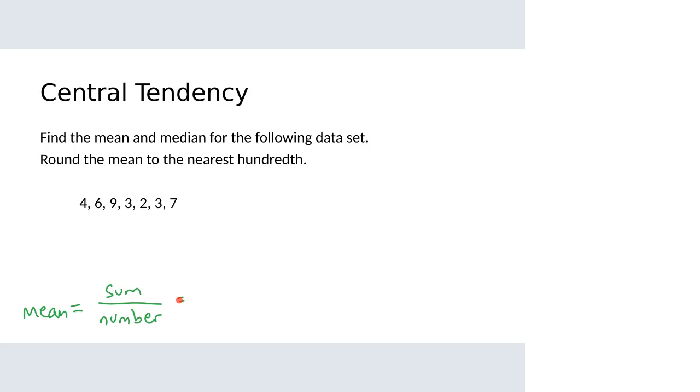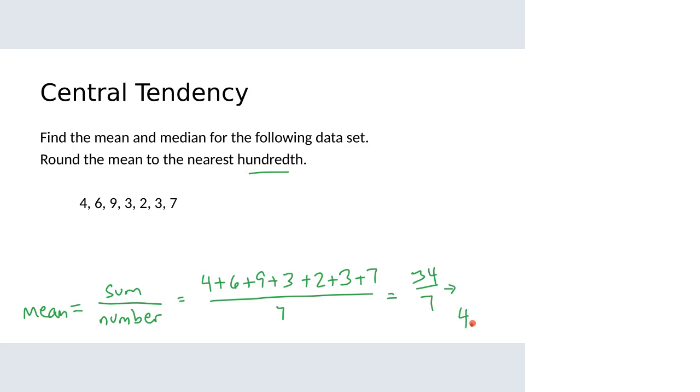So here our sum is going to be 4 plus 6 plus 9 plus 3 plus 2 plus 3 plus 7. And we're going to divide by however many data points there are. Looks like 1, 2, 3, 4, 5, 6, 7. So we'll add that up. 4 plus 6 plus 9 plus 3 plus 2 plus 3 plus 7 is 34 divided by 7, which is 4.85714. We were told to round to the nearest hundredth, so we'll have a mean of 4.86.